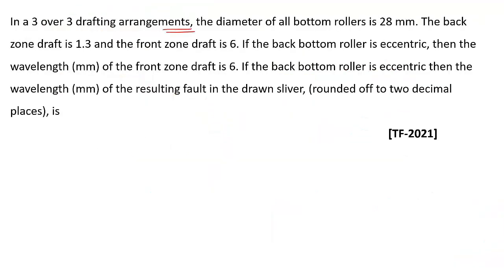The diameter of all bottom rollers is 28 mm, the back zone draft is 1.3 and the front zone draft is 6. If the back bottom roller is eccentric, then the wavelength in mm of the resulting fault in the drawn sliver, rounded off to 2 decimal places, is? In this question, you have to find the wavelength of the resulting fault of the drawn sliver.